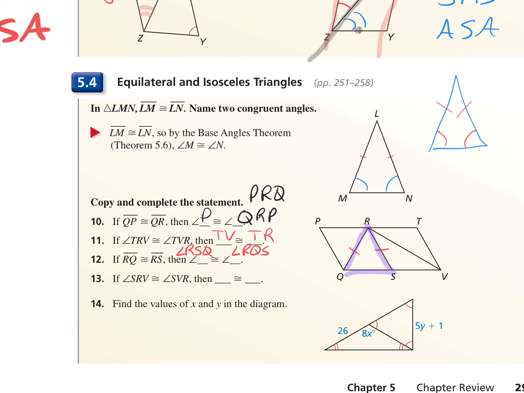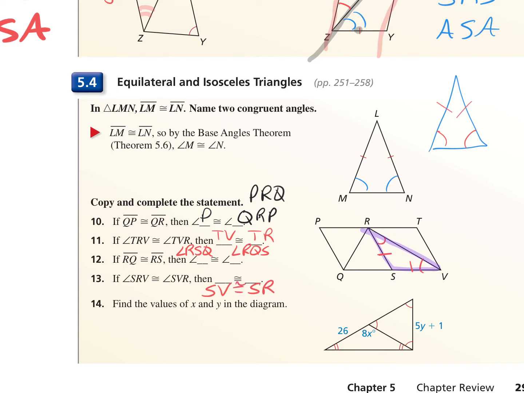And then for number 13, last one using this figure, they are giving me that angle SRV down here, and SVR are congruent. And again, the triangle that has those two angles are right here. And then I'm going to use the converse of my base angles theorem, and I can state that SV is congruent to RS. So SV and SR.